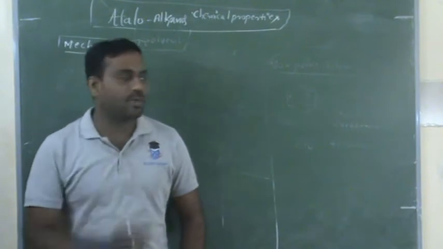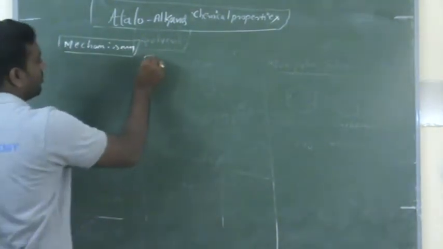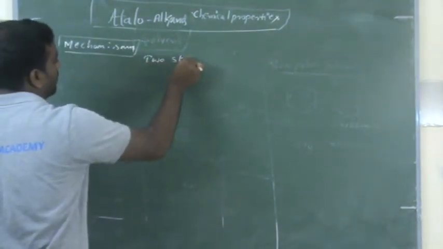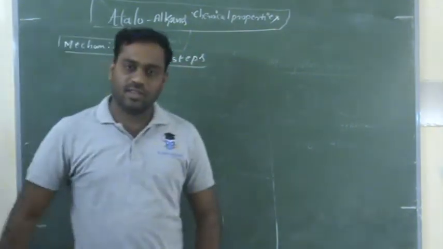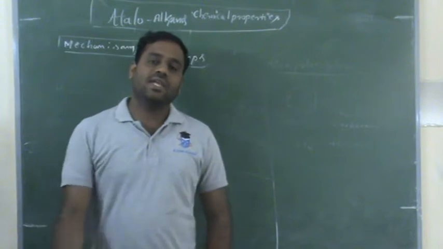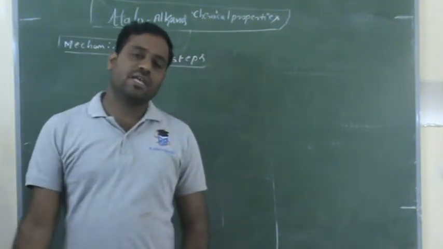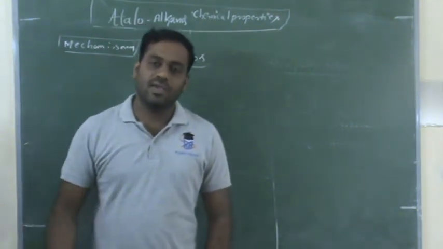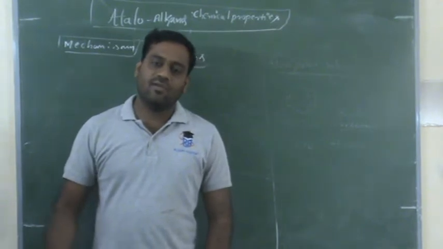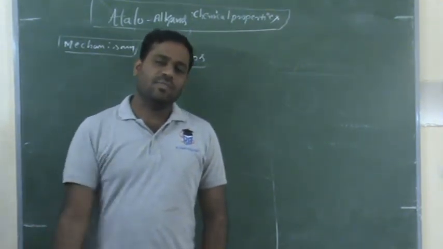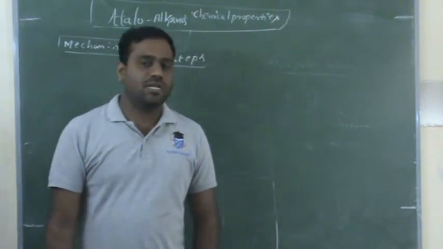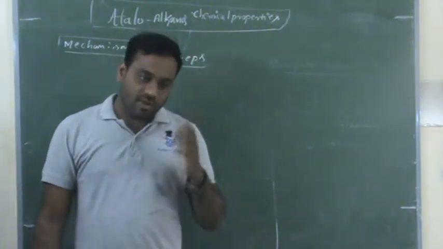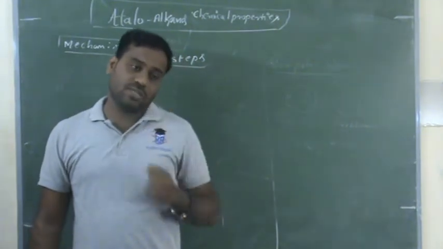There is a two steps mechanism. How many steps? Two steps. In the last class we discussed the meaning of mechanism. Mechanism is nothing but a detailed study of one chemical reaction. It may be theoretical or it may be our assumption. This is completely theoretical; there is no experimental proof for mechanisms. In SN1 reaction, there is a two steps mechanism.